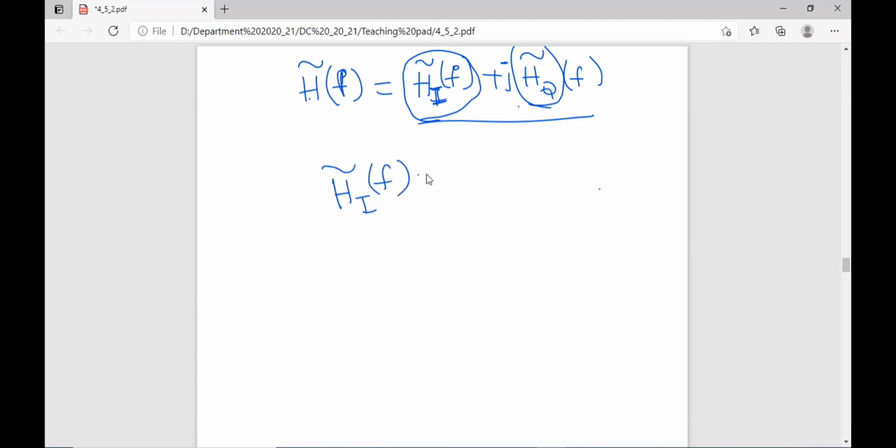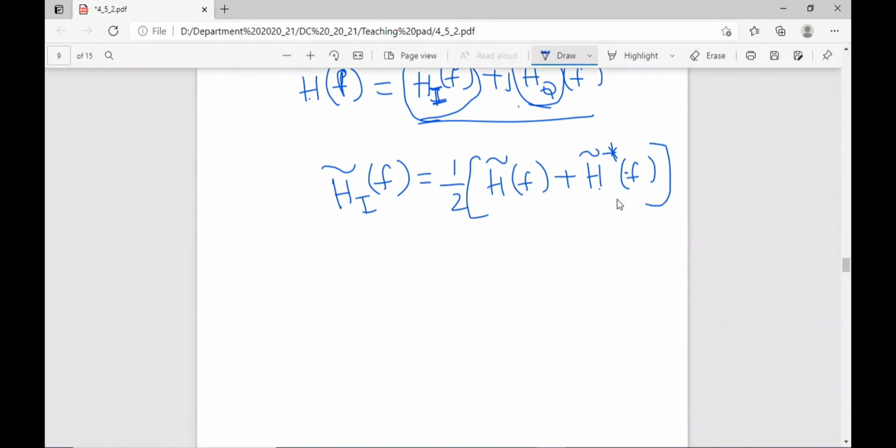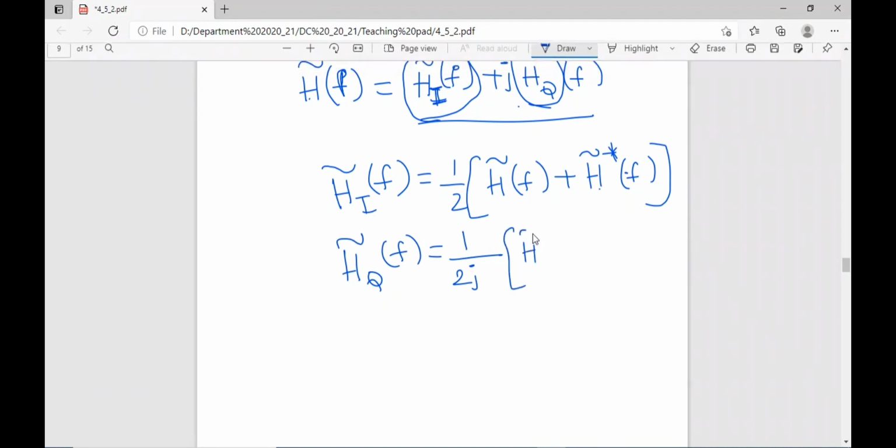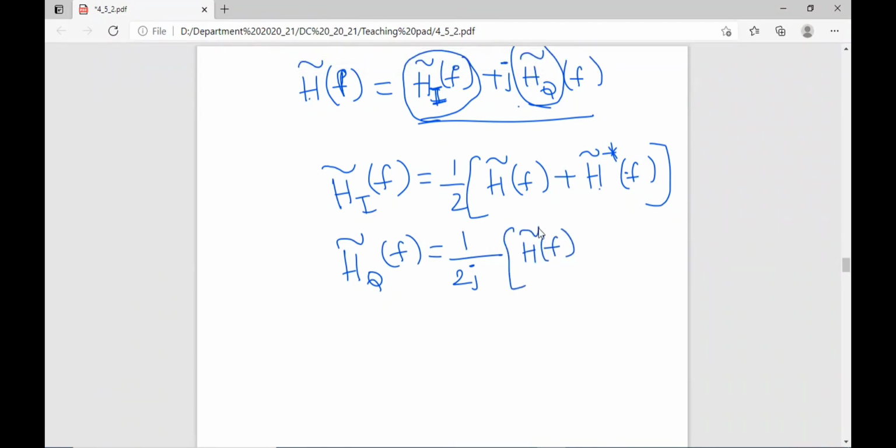H I tilde of f is equal to half times H tilde of f plus H tilde star of minus f. How I've got this, I will prove to you. H Q tilde of f is equal to 1 by 2j times H tilde of f minus H tilde star of minus f.